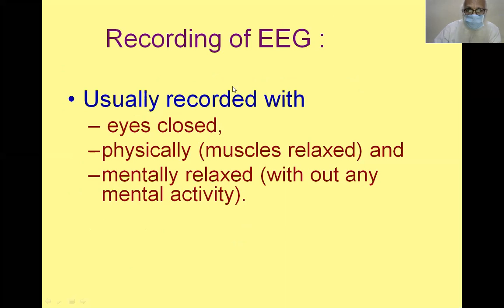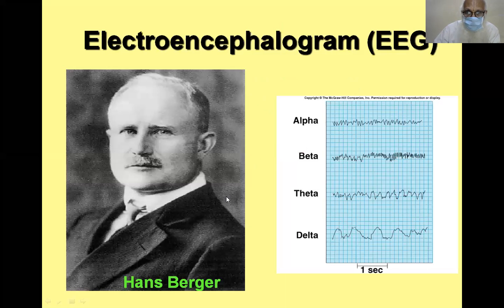Usually, EEG is recorded with the eyes closed and the subject physically relaxed. That means he would try to relax the skeletal muscles, and he also should be mentally relaxed without any mental activity. So this is Hans Berger, and the typical presentation of the various waves of the EEG: alpha, beta, theta, and delta. We will deal with them in more detail a little bit later.